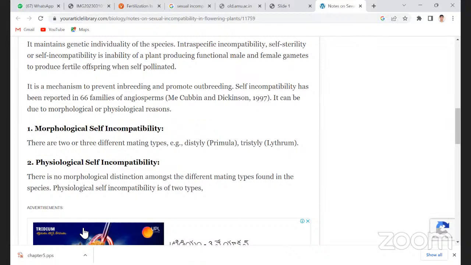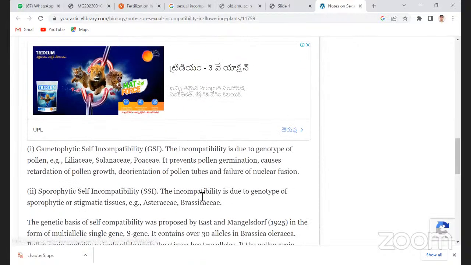So what is physiological self-incompatibility? In physiological self-incompatibility, there is no morphological distinction amongst the different mating types found in the species. Physiological self-incompatibility is of two types. One is gametophytic self-incompatibility, GSI, and the other is sporophytic self-incompatibility, SSI.